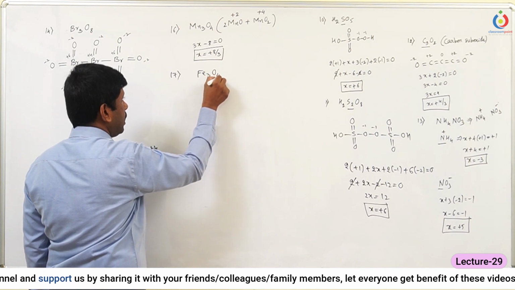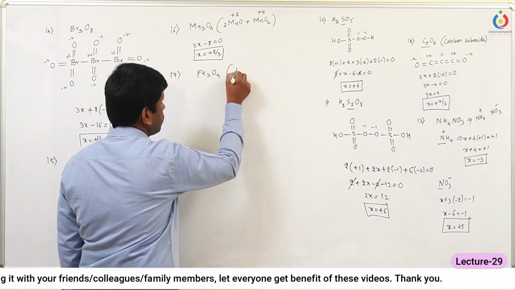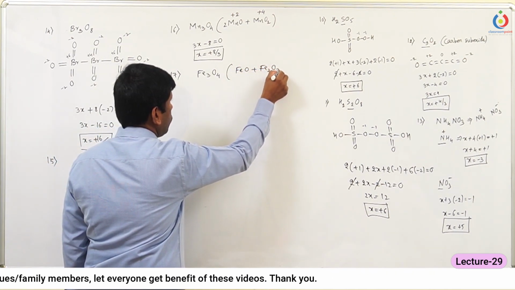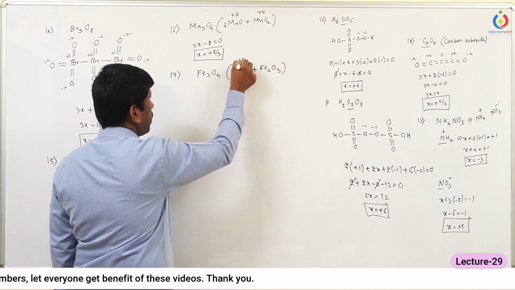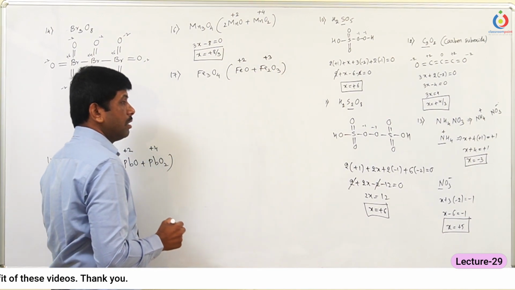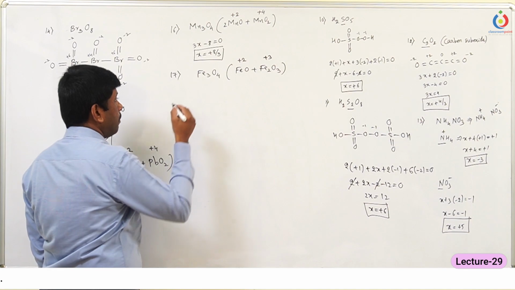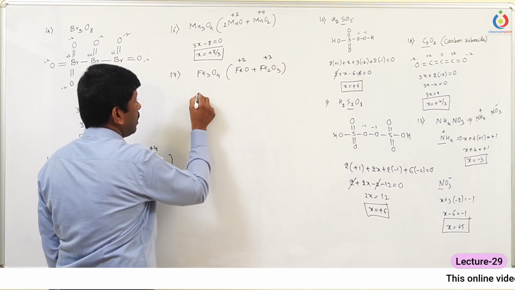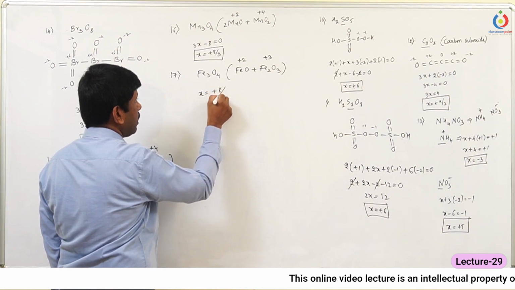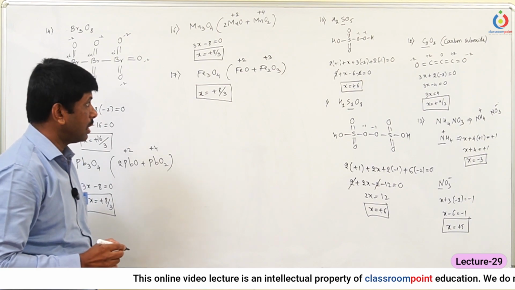Next one, Fe3O4. Fe3O4 exists as FeO plus Fe2O3. In FeO, iron oxidation state is plus 2. In Fe2O3, iron oxidation state is plus 3. Ferrous form and ferric form both are present there. But if you take the average oxidation state of all these irons, you will get again plus 8 by 3 as the average oxidation state.